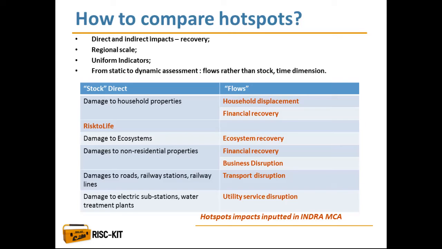The model assesses the potential recovery of ecosystem rather than simply the damage to ecosystem. For non-residential property, the model will also assess the financial recovery as well as the potential business disruption. The model also assesses the potential transport disruption and utility service disruption. And all of these impacts are inputted in the multi-criteria analysis.